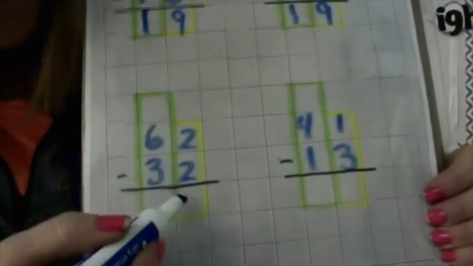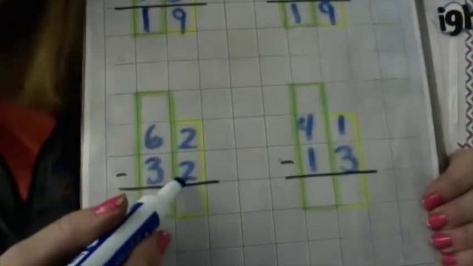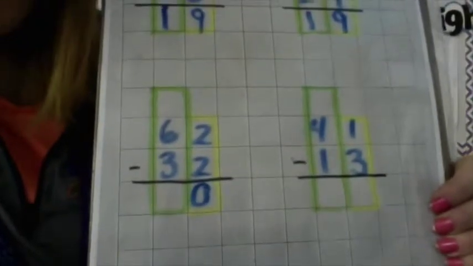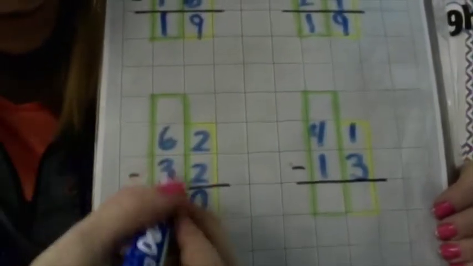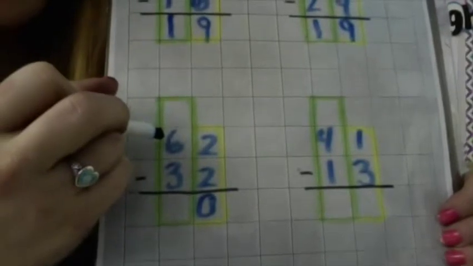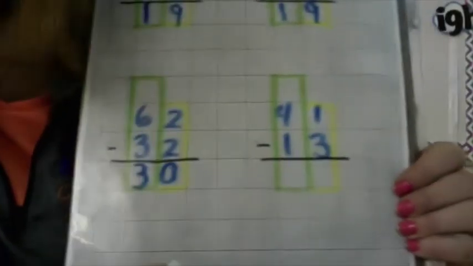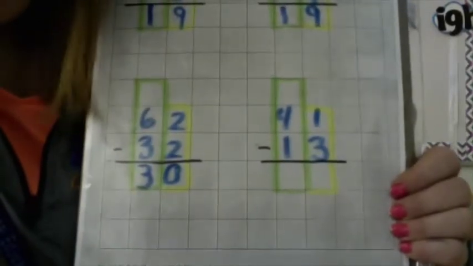Okay, 62 minus 32. In my ones place, 2 take away 2. When the number's the same, zero's the game. 6 take away 3. There's more on the top. No need to stop. 6 take away 3 equals 3. The answer there was 30.